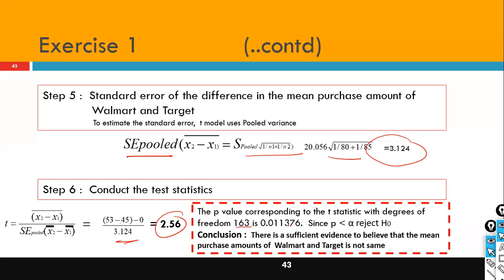So you will get, in general, the p-value is 0.11376. Since the p-value is less than alpha, we are going to reject the null hypothesis, and we are going to say that there is sufficient evidence to believe that the mean purchase of Walmart is not the same. That is what we are going to conclude.